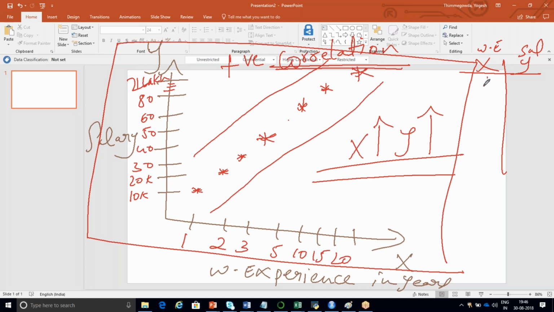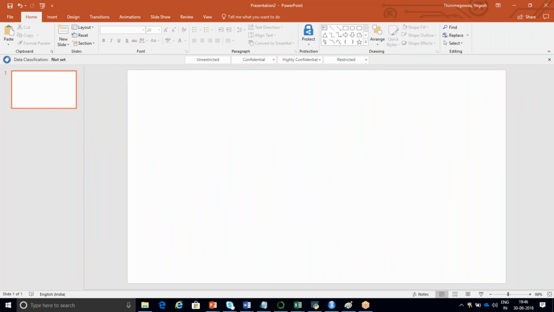So this gives you the relationship between your two variables, that is X and Y. Is it clear for everyone? As your X increases, your Y also increases, then it is called your positive correlation. The diagram that I have plotted is called your scatter plot or scatter diagram.